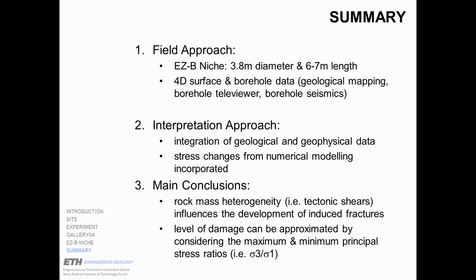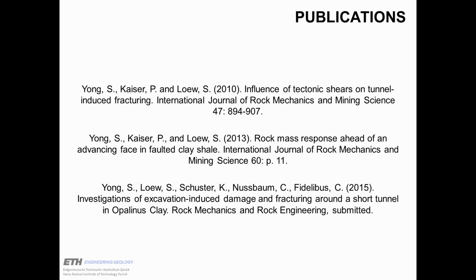The main conclusions are that rock mass heterogeneity, so not only matrix anisotropy but also tectonic shears, play a very important role in the development of induced fractures, and we have seen that the level of damage can be approximated by considering the maximum and minimum principal stress ratios. A lot of this has been published. You can find these results and read them in greater detail in these publications.